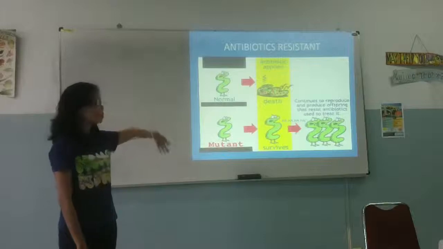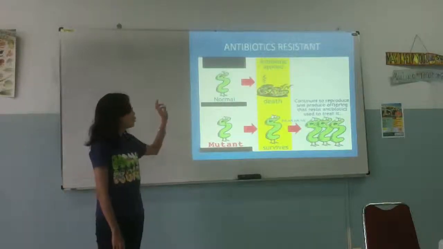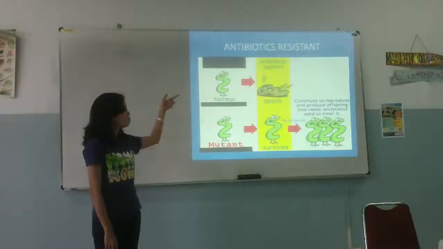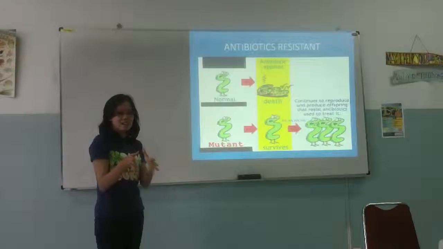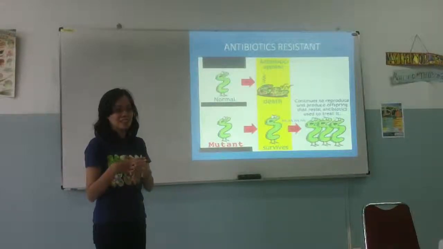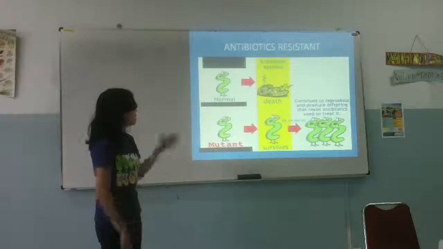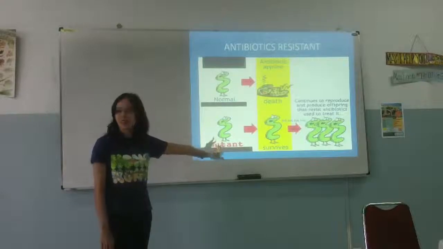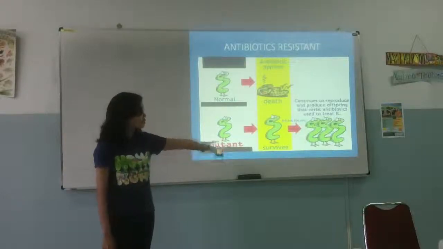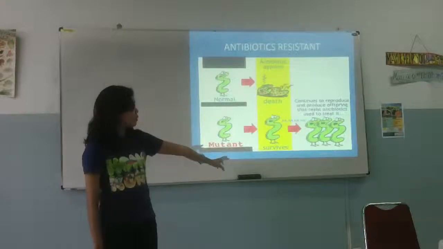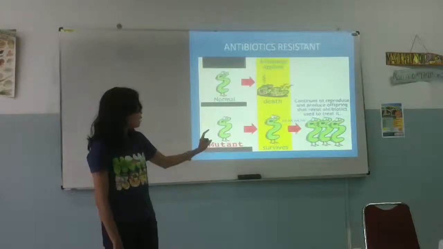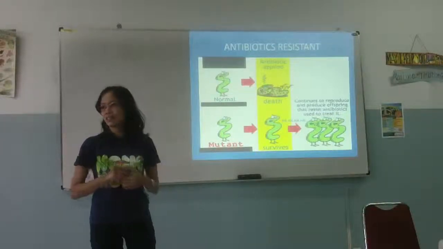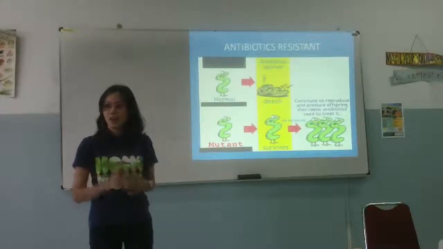And this one is called antibiotic resistance. See, the normal bacteria, when antibiotics are applied, the bacteria will be destroyed. But then, if you use antibiotics not properly, then the bacteria will mutate. And then it will survive if you apply antibiotics. After that, the bacteria will continue to reproduce or produce offspring that are resistant to the antibiotic used to treat it. So you're going to need a higher level of antibiotics, or a stronger dose.